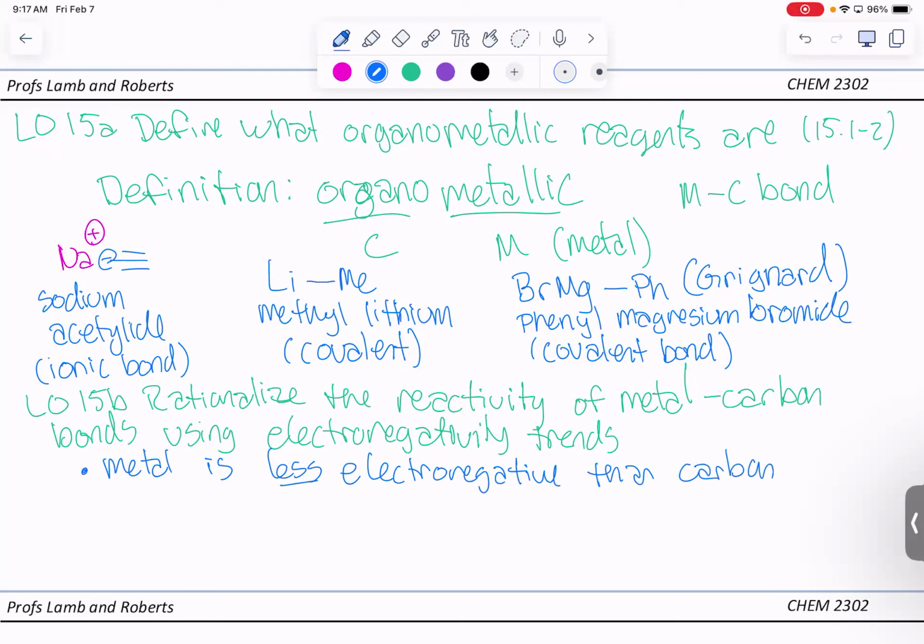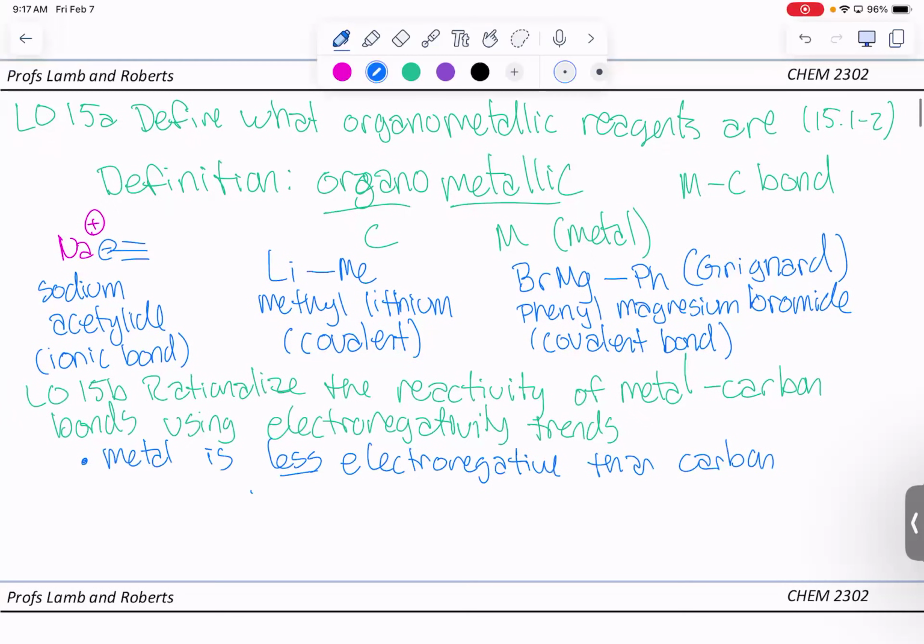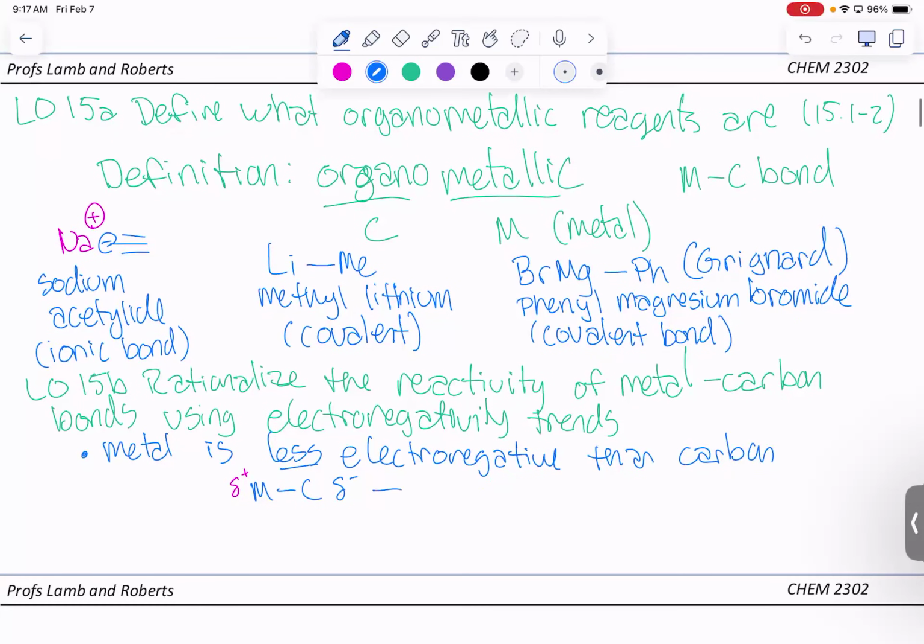All right, so when we're thinking about this metal carbon bond we have here, we can draw in our delta plus for electronegativity trends is going to be at the metal. The delta minus is going to be at our carbon. So that means that the carbon reacts as a carbanion, right? So carbon that's negatively charged. Right, and this is because it's more electronegative.